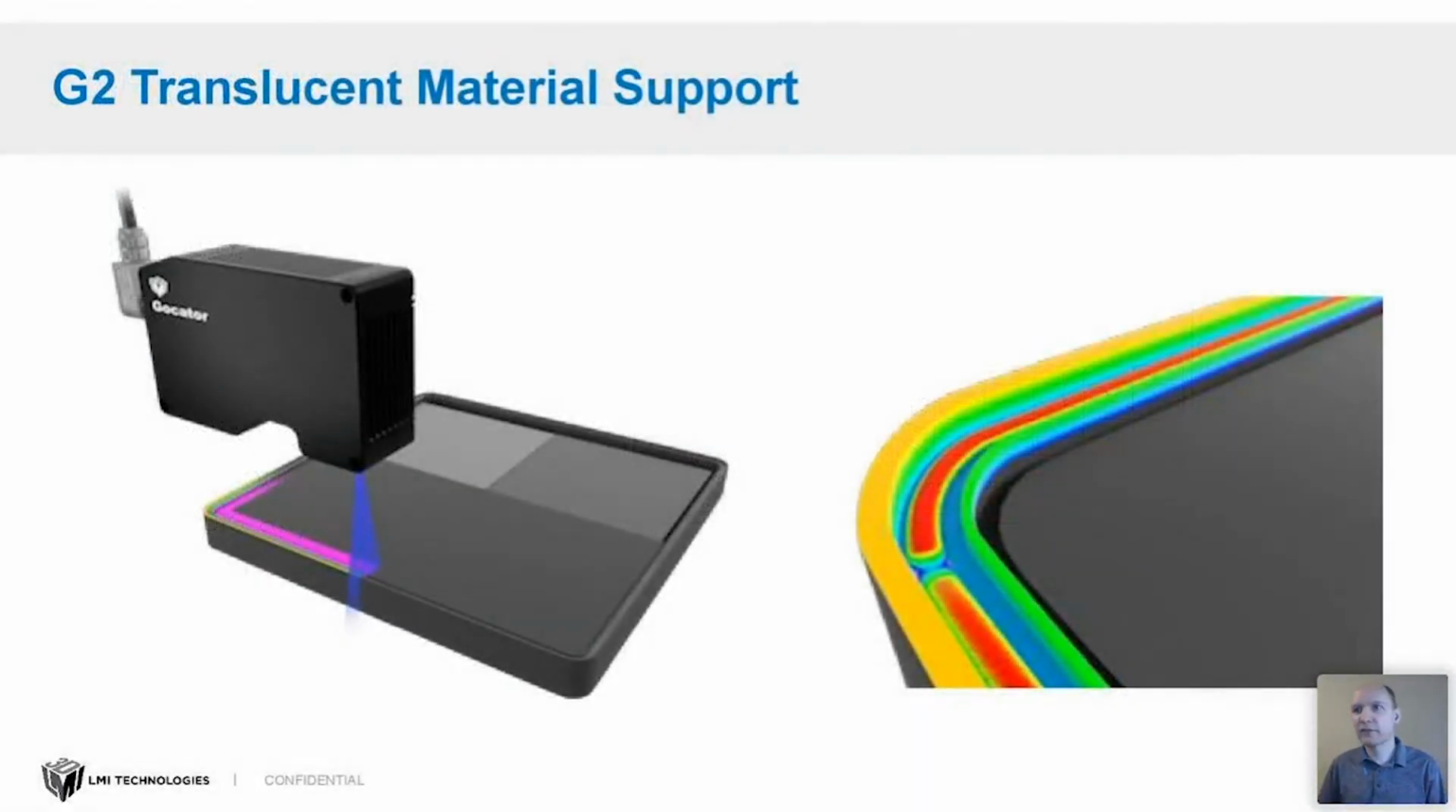And then finally, the last feature I wanted to cover is the translucent material support. This is specifically useful for applications where you're scanning glue track, for example, where the glue is transparent and you can't get the top surface of your glue accurately with the current spot detection methods.